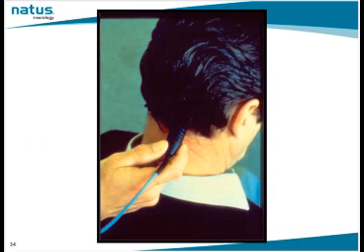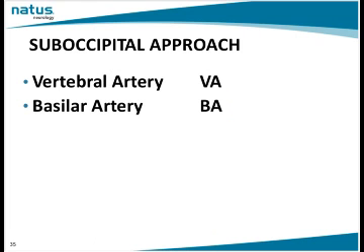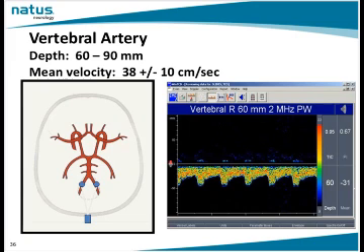After we document the transorbital approach, we can proceed to the suboccipital approach, or the transforaminal approach, to evaluate the vertebral arteries. There's two of them, and the basilar artery. The vertebral arteries typically have again a lower flow velocity than either the MCA or the ACA. The PCAs and the vertebrals, the basilar, all run very similarly, but typical flow velocity 38 plus or minus 10.